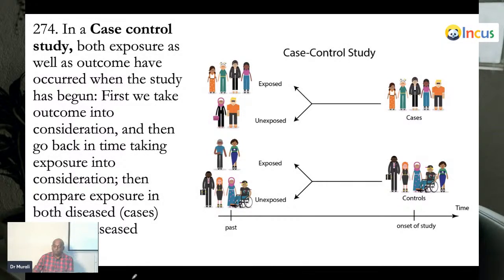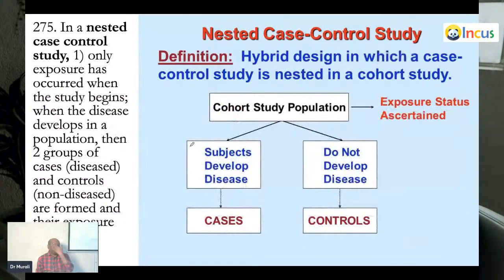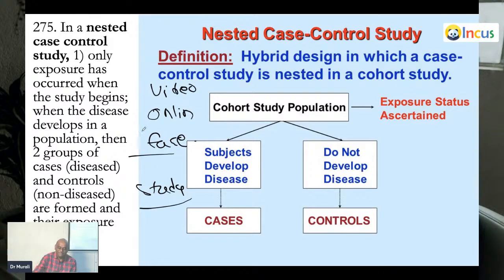Then in case control, both the exposure and outcome are over. And typically you are going backward to know about their history. Then there is something called nested case control study. It is a hybrid design, right? Nested case control is like: online classes are good, or face-to-face classes good, or listening to videos is good, or studying books is good. Anything is good based upon what works out for you, right?